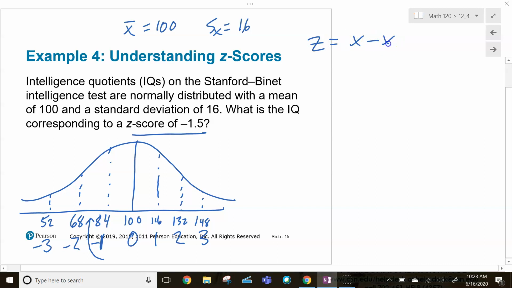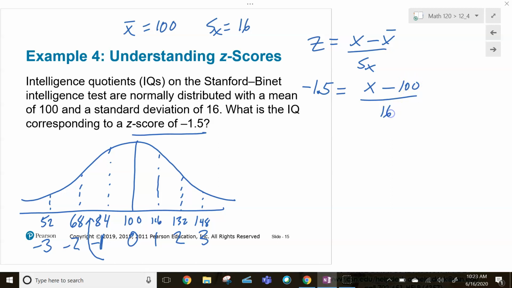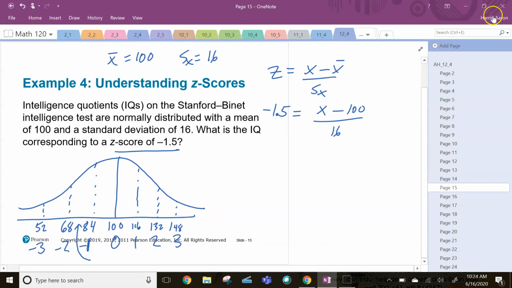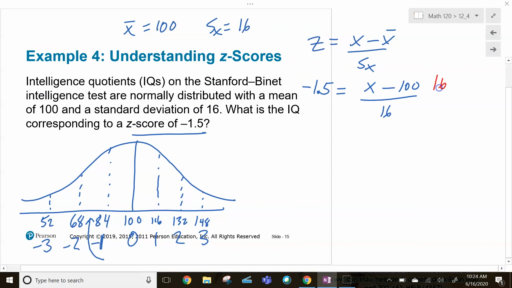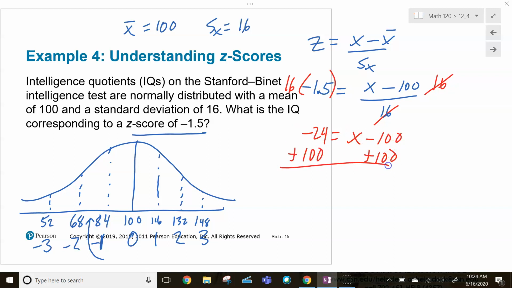Z-score is x minus x bar over standard deviation. This time they give us the z-score, -1.5. We're 1.5 standard deviations below the mean. I do not know what the data is. I don't know what the test score is, or the IQ score, but I know the mean is 100. I know the standard deviation is 16. So now we just got to do the math. Multiply both sides by 16. Negative 24, add 100, add 100, and it looks like there's our 76. Negative 24 plus 100. So yeah, 76 is our score, right? That's 1.5 standard deviations below the mean.